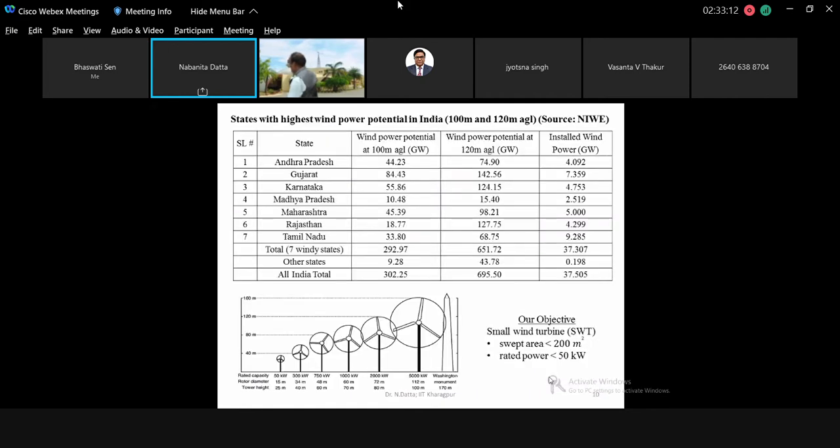In India we have a lot of installed wind power capacity, and definitely we are seeing that as the sizes of wind turbines increase, we are able to capture more power. The power capture is proportional to the swept area. This circle is proportional to the swept area.